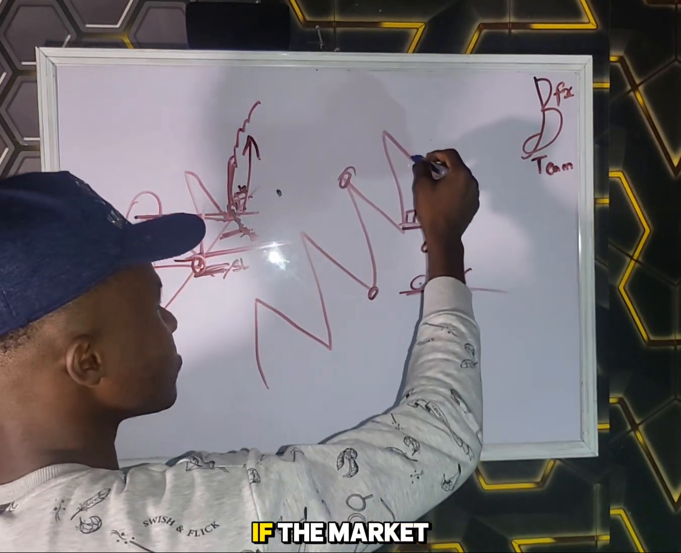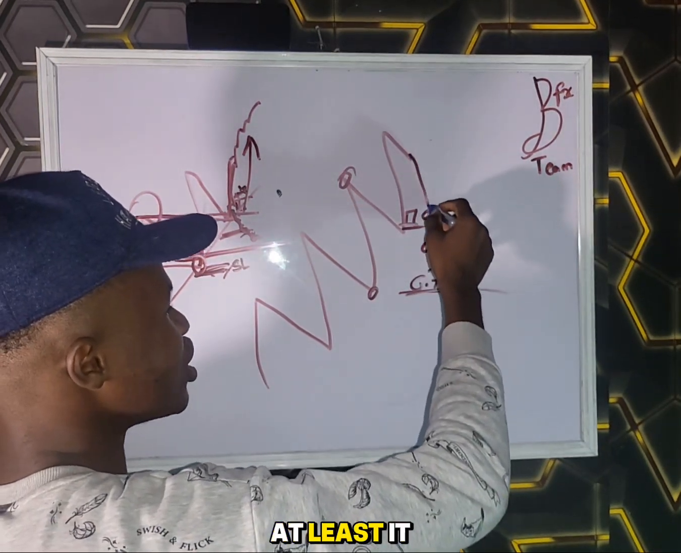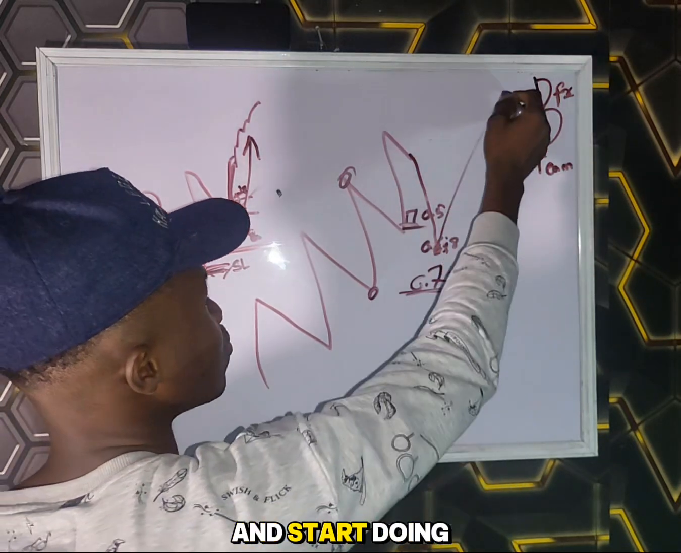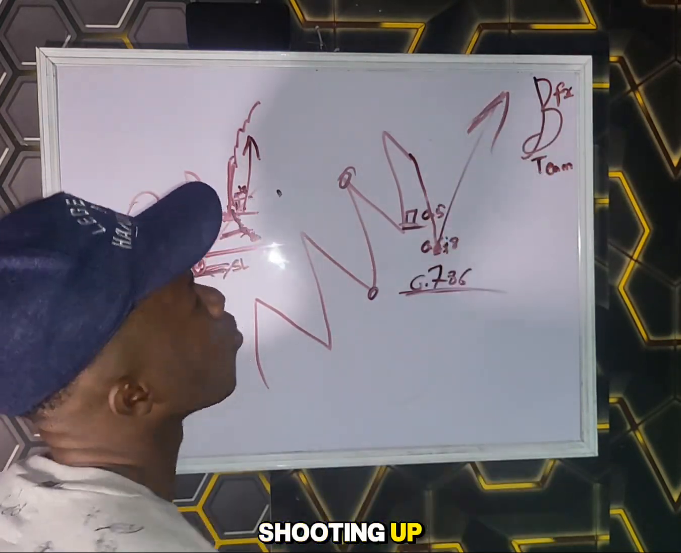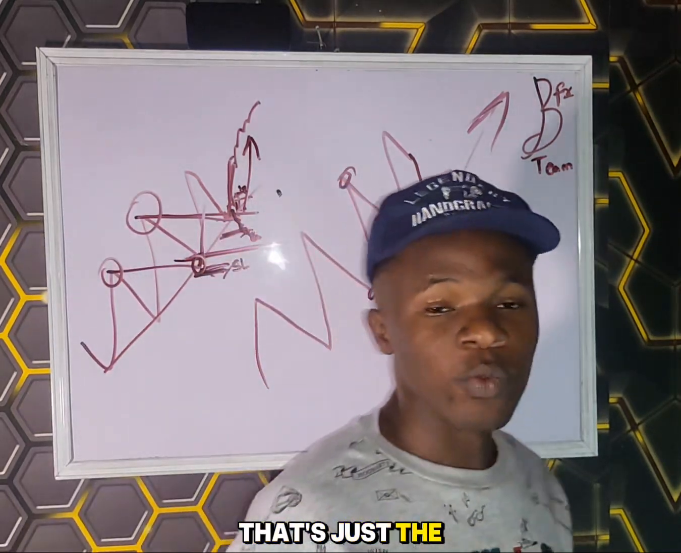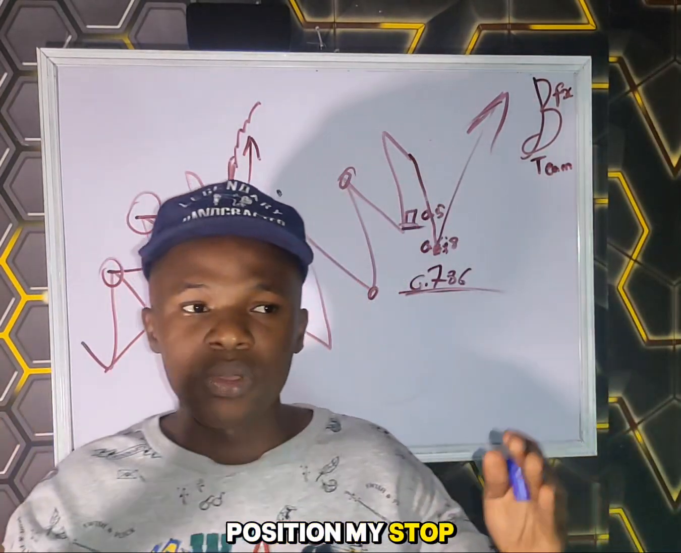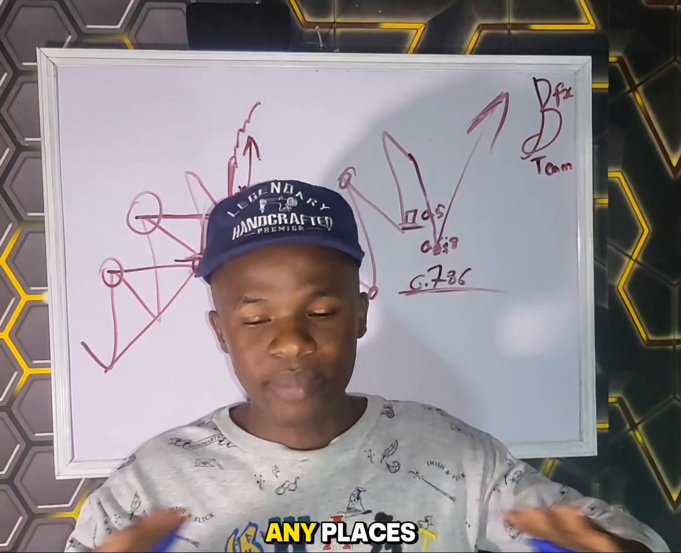That means that even though the market is going to pull down, at least it shouldn't pull down below 0.618 and start shooting up. That's just the way I position my own stop loss. I don't just position my stop loss anyhow or in any place.